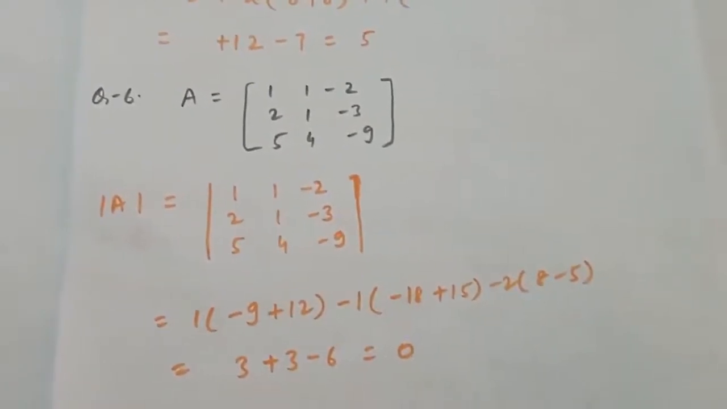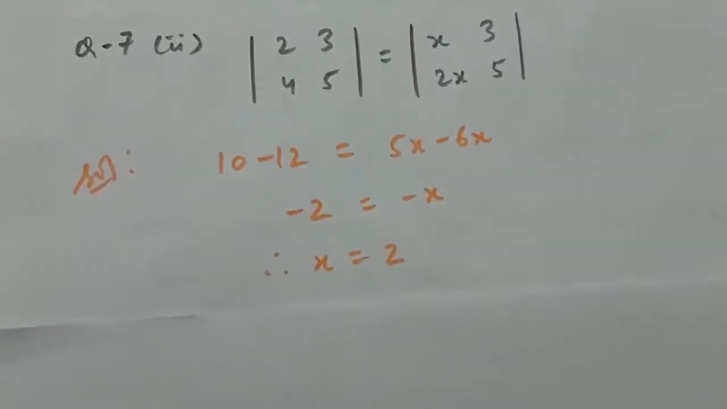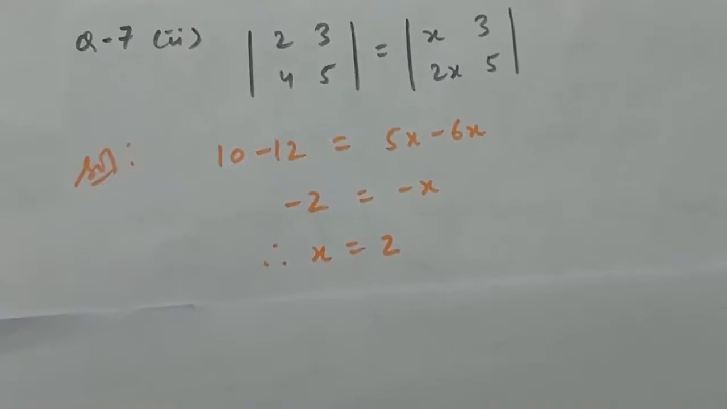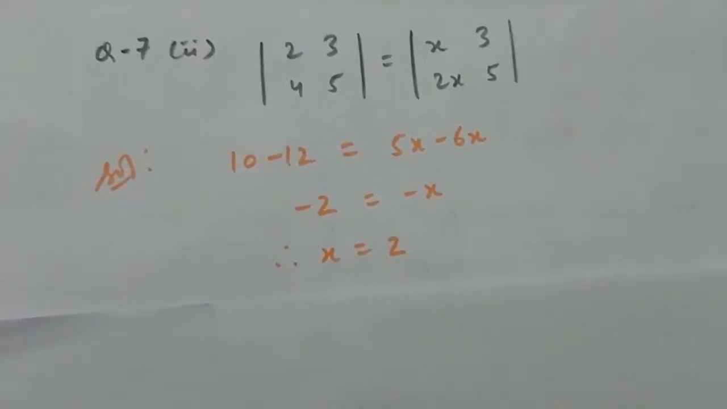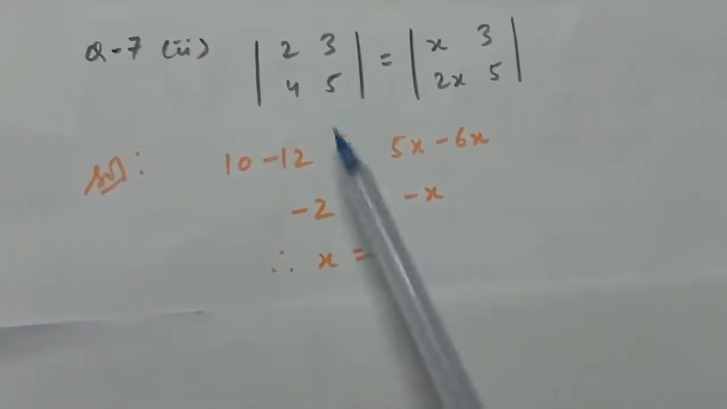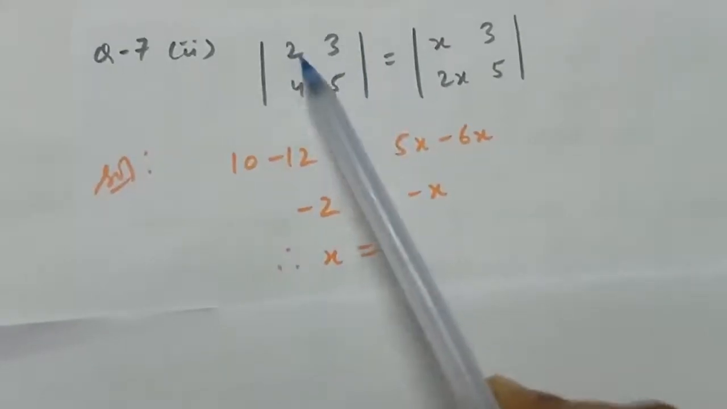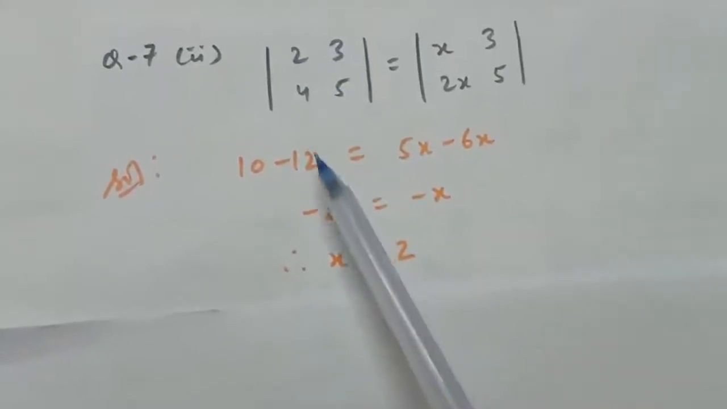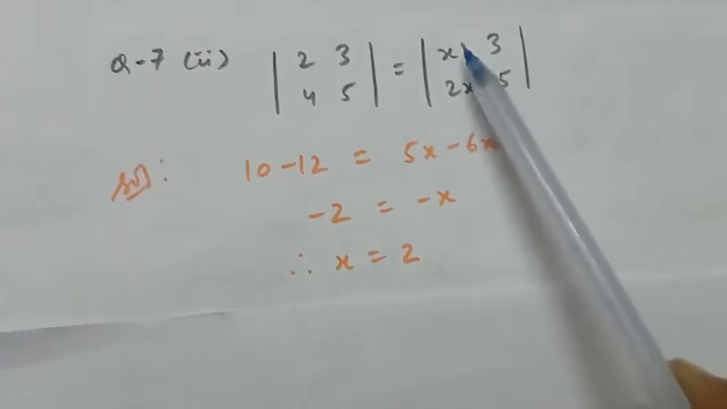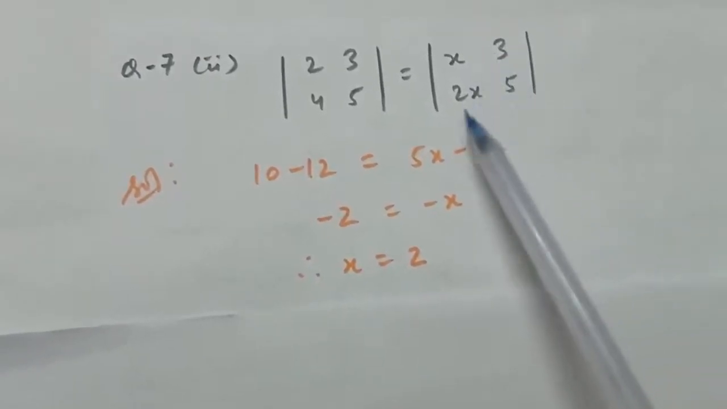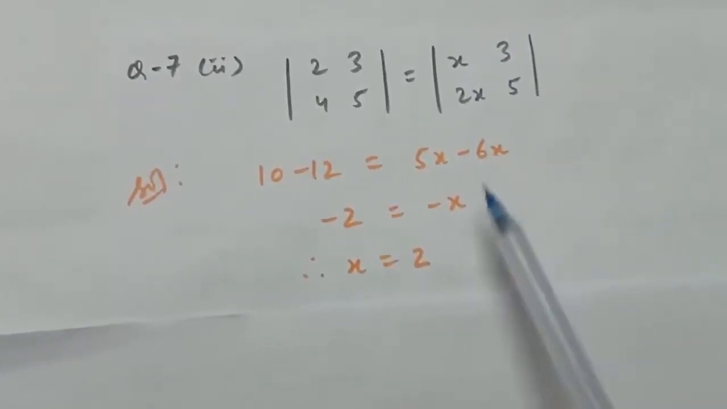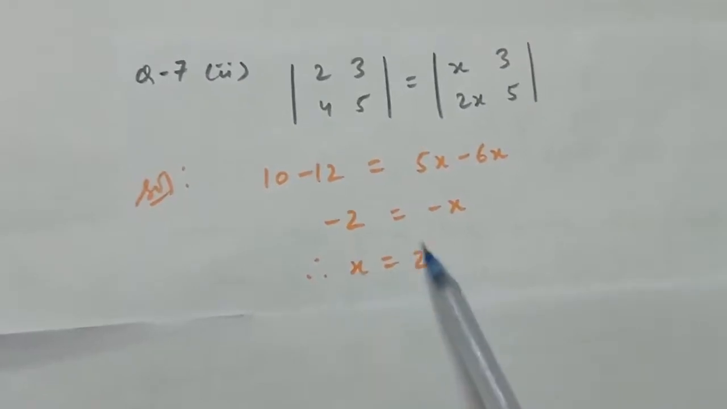Okay. Now question 7, second part. These two determinants are given equal to each other. You have to find the value of x. So first of all calculate this. This will be 10 minus 12 equal to 5x minus 6x. So you will get the value of x as 2. Clear?